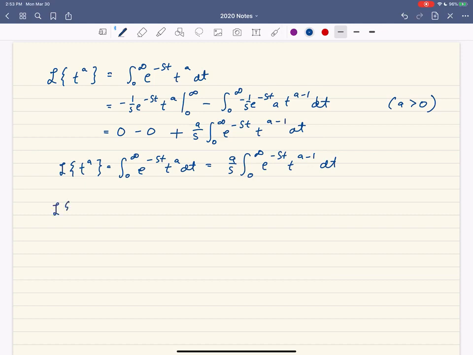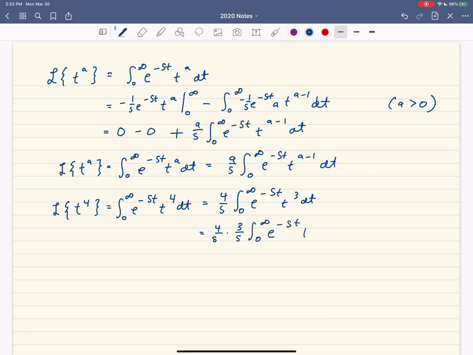Okay, and so if we do this over and over again, let's do this for t to the 4th, just to make sure that we get it. So this means that a is 4. So we're going to have the integral from 0 to infinity, e to the negative st, t to the 4 dt. Turns out that that's going to be 4 over s times the integral from 0 to infinity, e to the negative st times t cubed dt. And then we can do this again for t cubed. So let's just copy down the 4 over s times 3 over s, integral from 0 to infinity, e to the negative st, t squared dt.